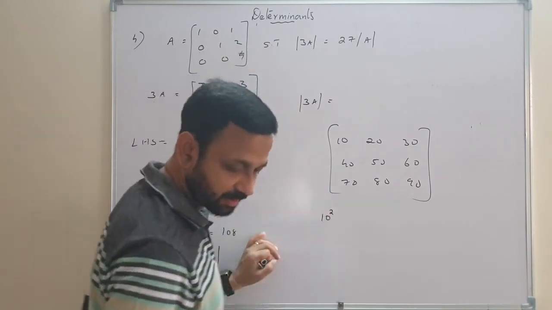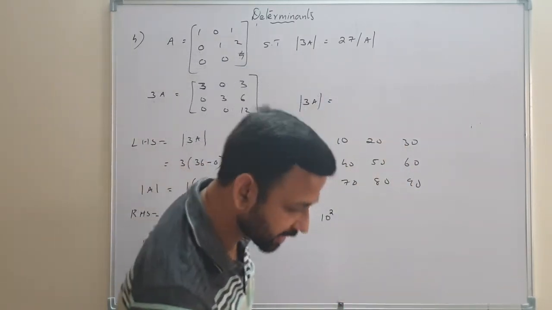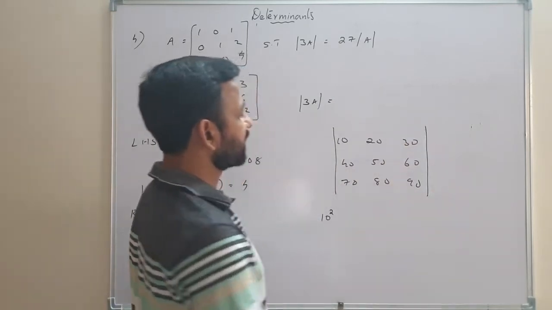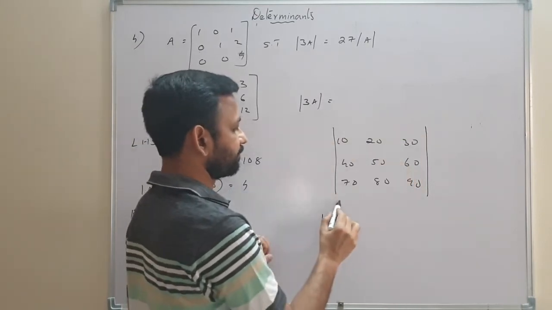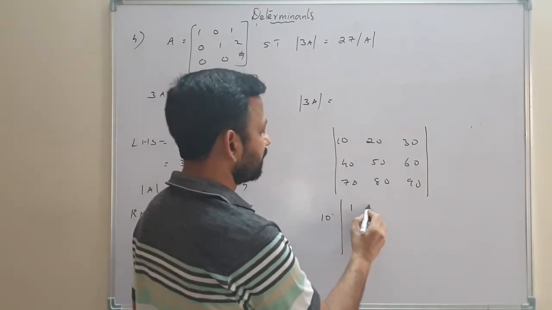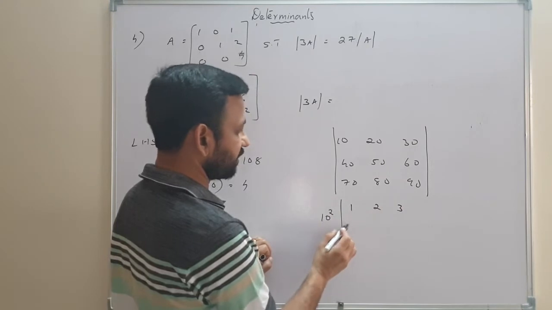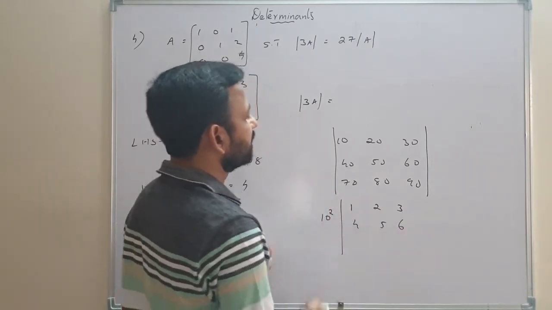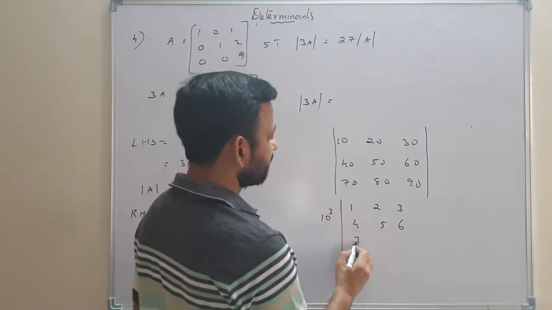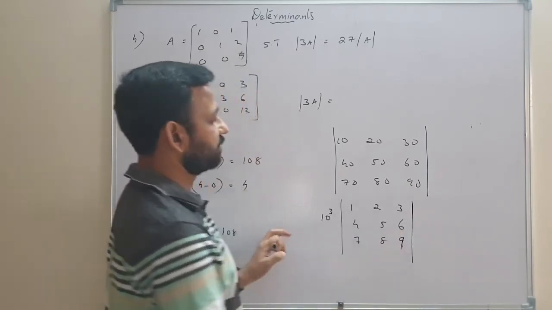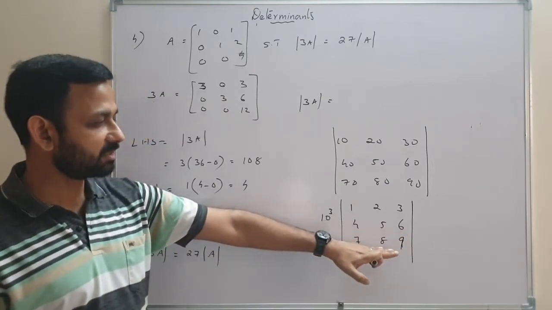If it is a determinant, when we take a 10 outside from a determinant, this is not a matrix, this is a determinant. We can take 10 outside from first row, it will be 1, 2, 3. We can take 10 outside from second row, 10 square, then 4, 5, 6. We can take 10 outside from third row, that is 10 cube, 7, 8, 9. So when we take a 10 outside, then it will be 10 cube, if it is a 3 by 3 matrix.